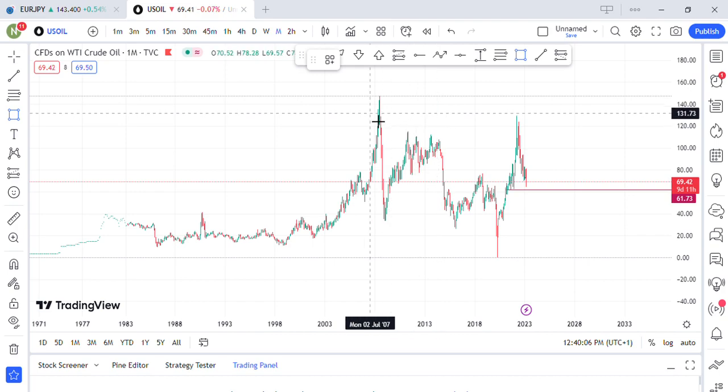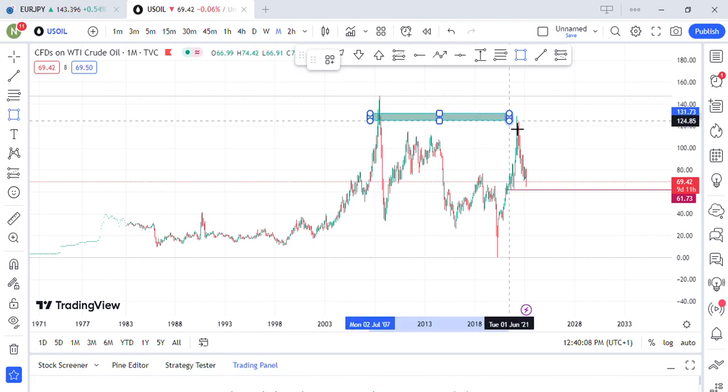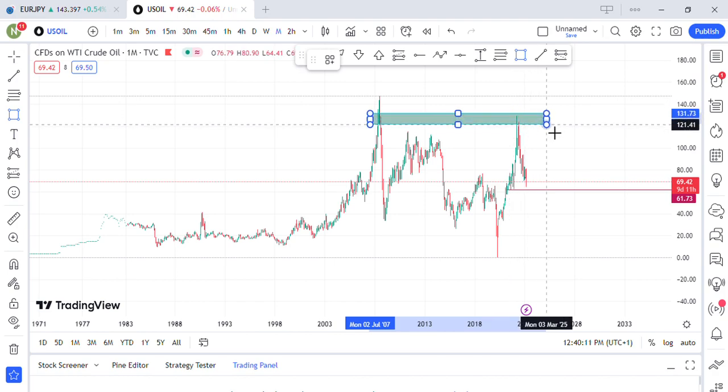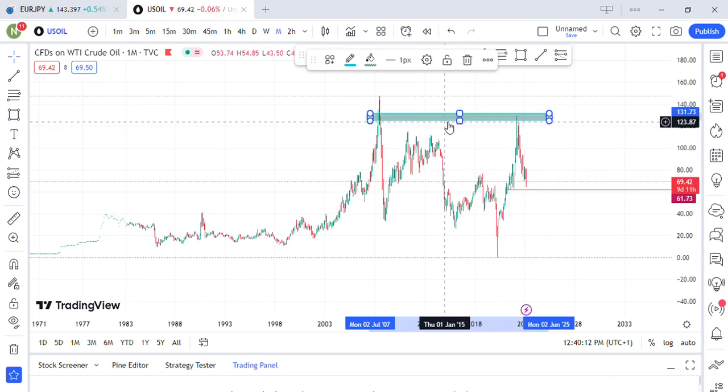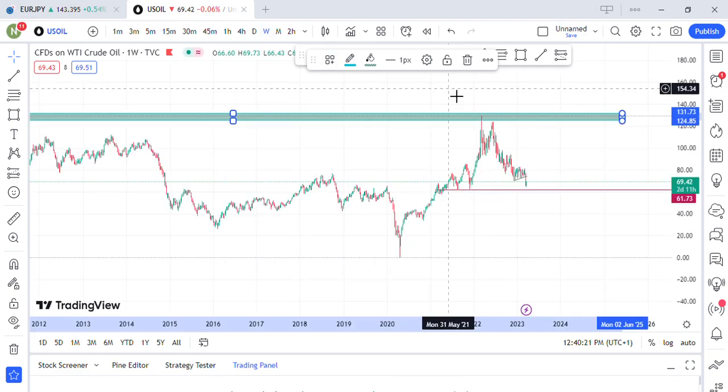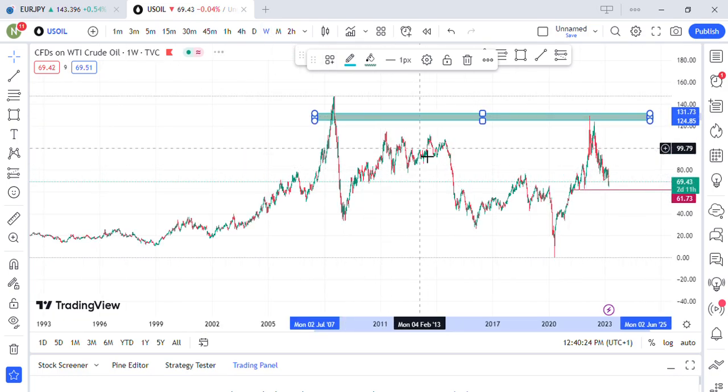What are key levels basically? Key levels are just major turning points in the market. There are minor key levels, there are major key levels. Basically, key levels are major turning points in the market. It's as simple as that.